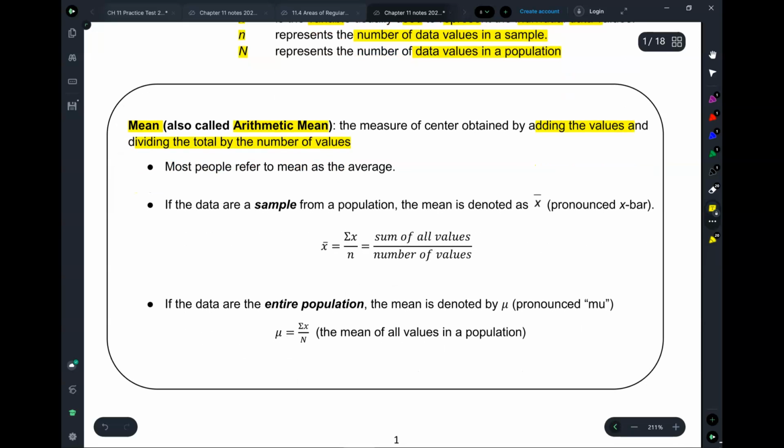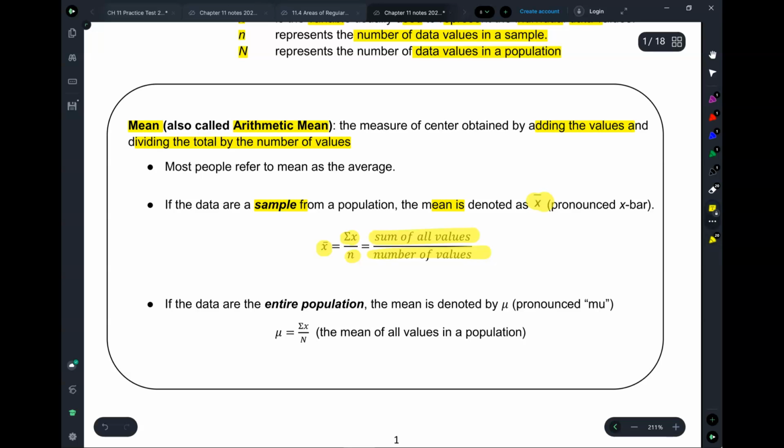Okay. If the data is a sample from a population, right? So like the 50 people whose heights you measured, the mean is this. It's X with a bar on top, and it's literally pronounced X bar. Okay? So the mean is the sum of all the amounts over the number of people. So it's the sum of all the heights over 50.